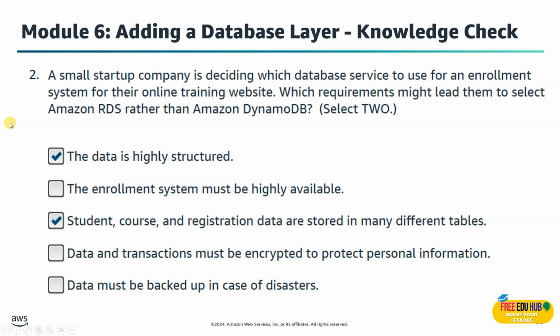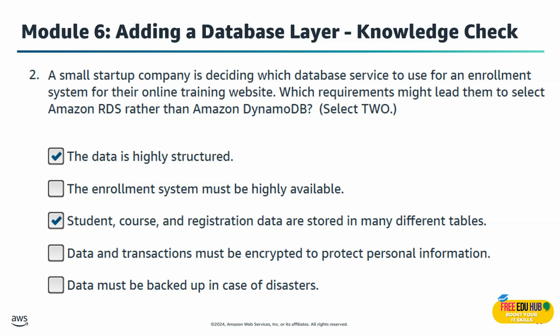After that, we have question number 2, which says that a small startup company is deciding which database service to use for an enrollment system for their online training website. Which requirements might lead them to select Amazon RDS rather than Amazon DynamoDB? So the correct answer is that the data is highly structured. That is the first answer. Relational schema, strict relationships, and SQL are a natural fit for RDS.